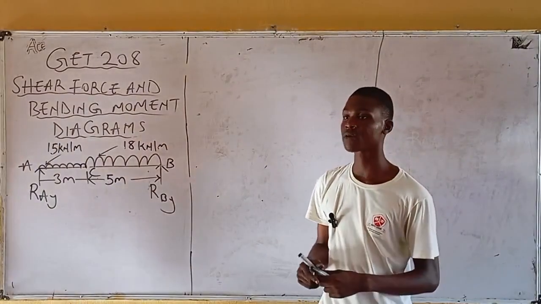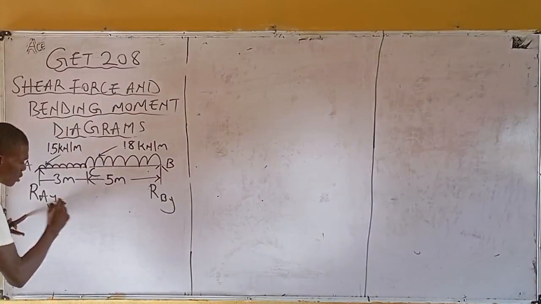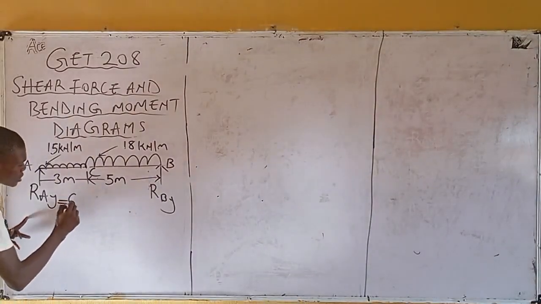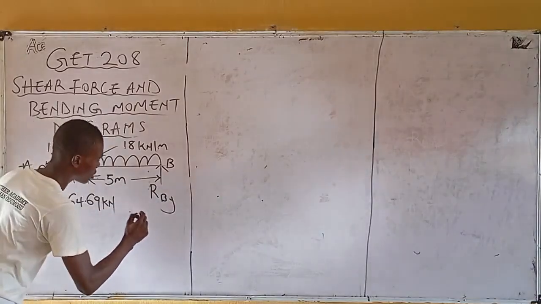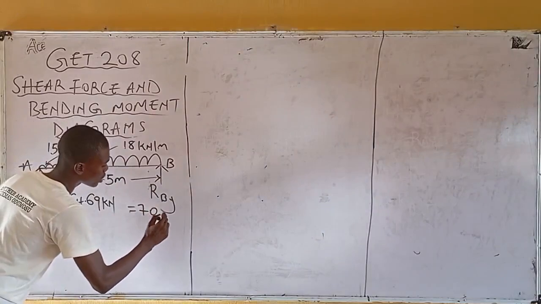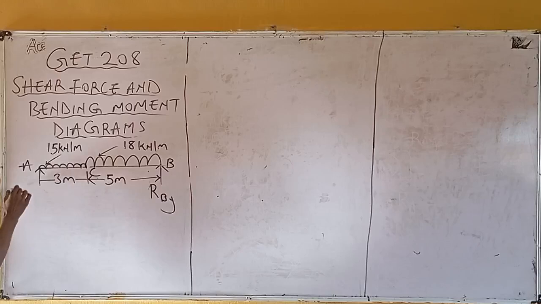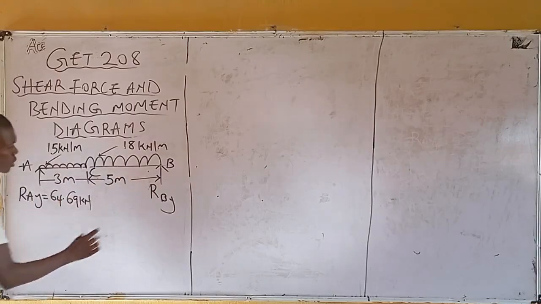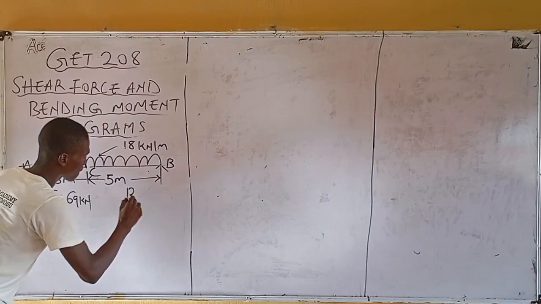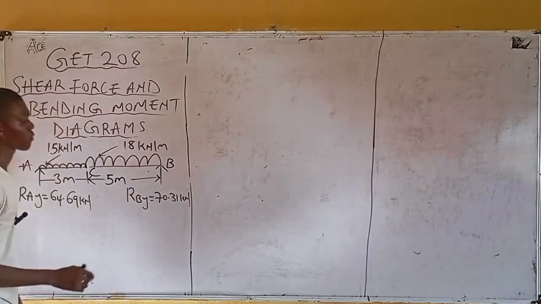Before shear force calculation, don't forget to substitute the two values you've calculated. So what's the value here? 64.69 kilonewton. What's the value here? 70.31. Alright, now the next one is what?